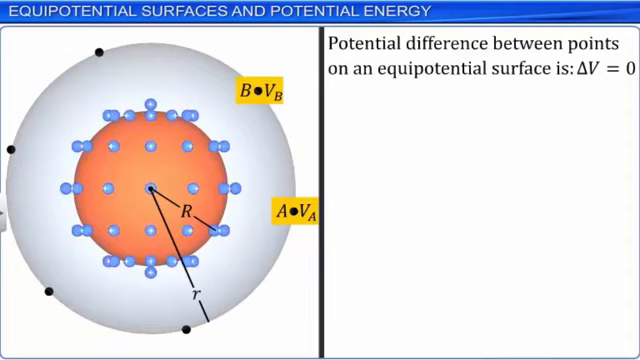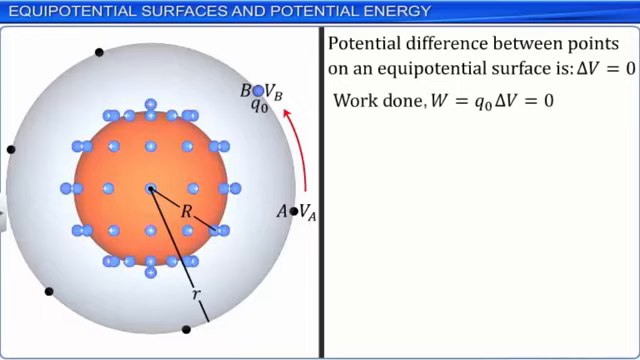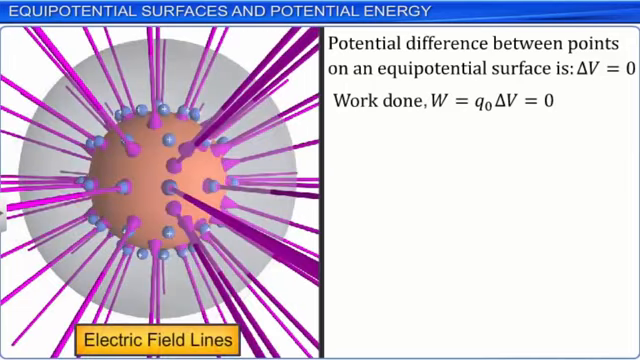As potential difference delta V is equal to 0 between any two points on an equipotential surface, therefore, to move a test charge Q0 on the equipotential surface, the work done W is equal to Q0 into delta V is equal to 0. The equipotential surface at a point is always normal to the electric field at that point in the electric field for any charge distribution. Let us now look at some examples of equipotential surfaces.